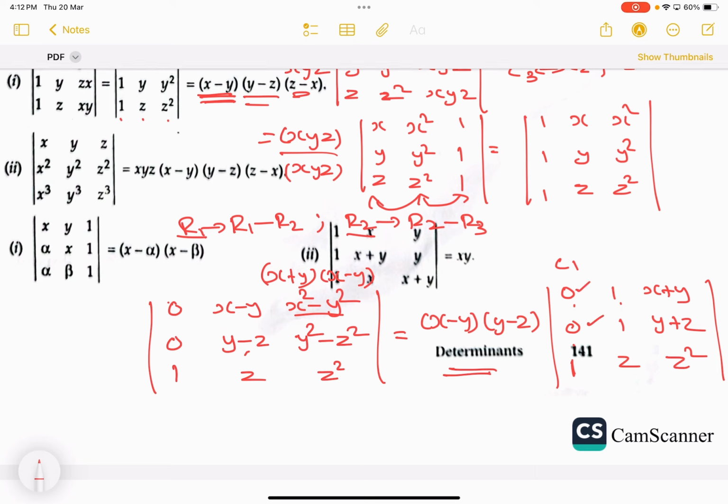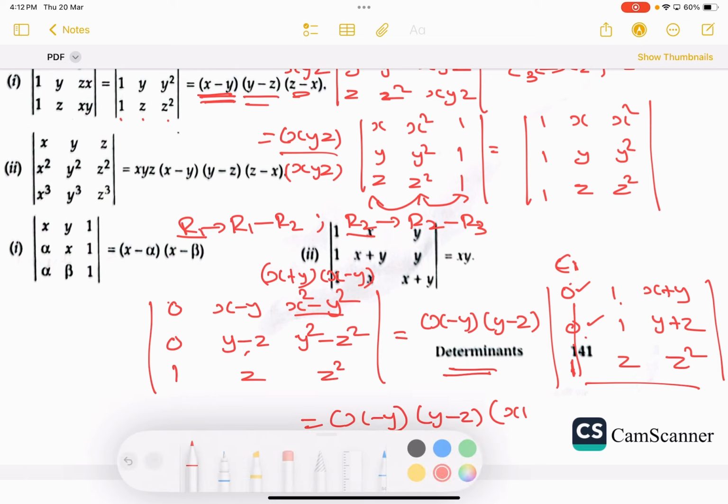So you can expand this matrix determinant by column 1. Right? So 0 into anything is 0, 0 into anything is 0, just by 1. By doing this, this product will come. Correct? So that means the answer will be x minus y into y minus z into x plus y plus z.